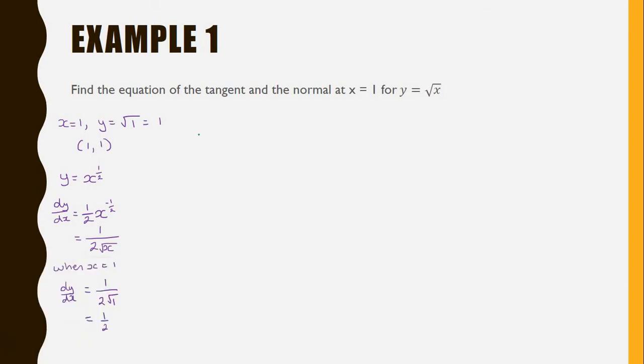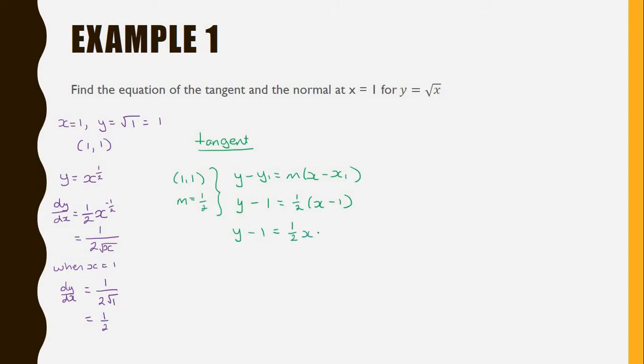Let's now use this information to calculate the equation of the tangent. We have our point, we have our gradient, so therefore we can now go straight away and use our equation of a straight line. We substitute in our values, and then we will expand. As we can see here, expanding the brackets. Finally, to simplify, we add 1 to each side, and -1/2 plus 1 is +1/2. So we've got the equation of the tangent.